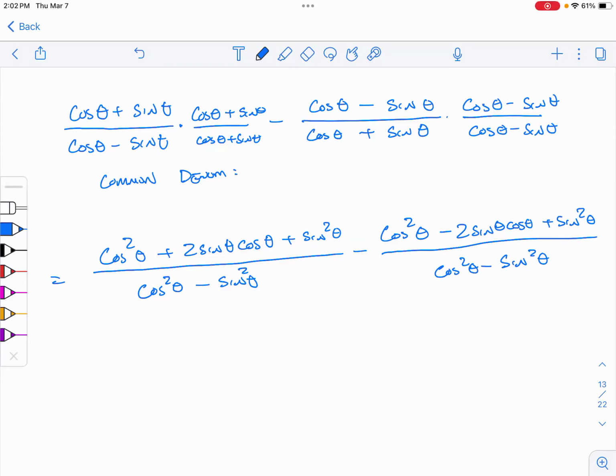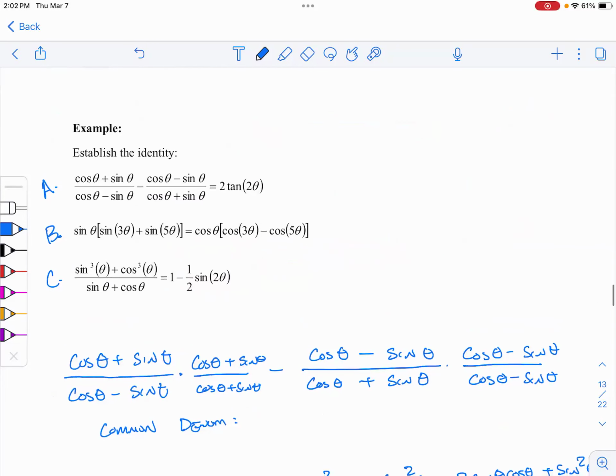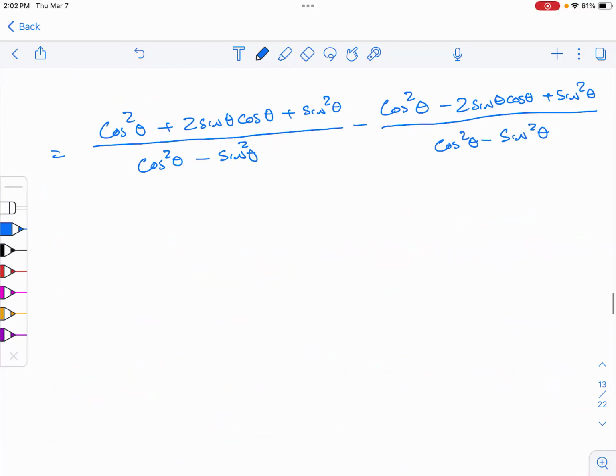Okay, I didn't box these out, but this is a perfect square trinomial in the numerator and a difference of squares in the denominator, right? So those are kind of easy to recognize multiples. What are we trying to get to? 2 tan 2. Okay, we got a long way to go. Okay, let's put it all under the same denominator and see what happens.